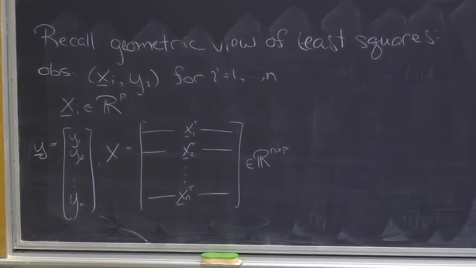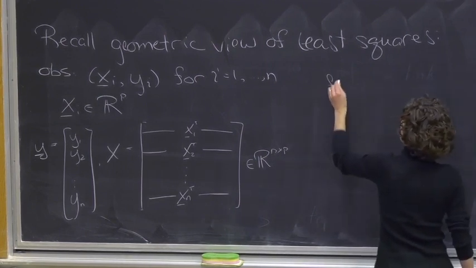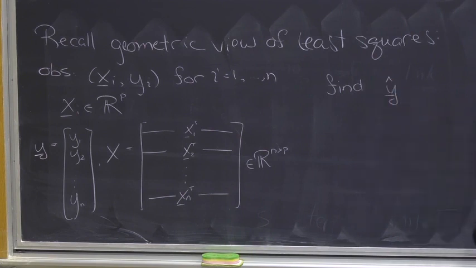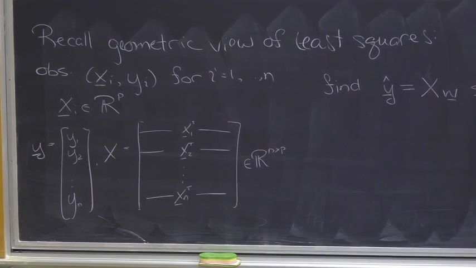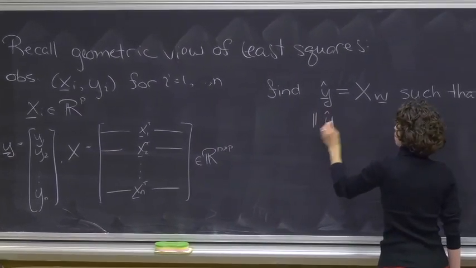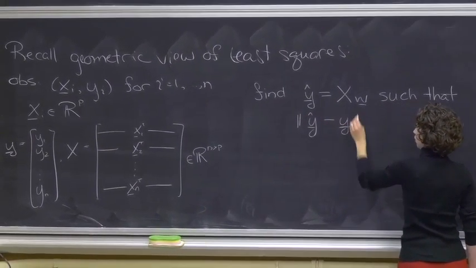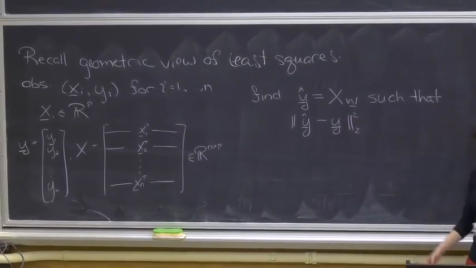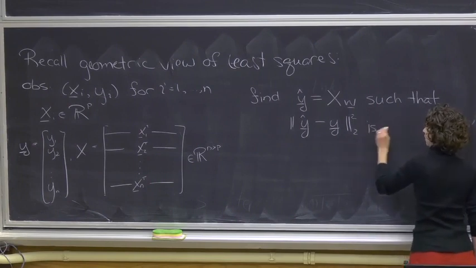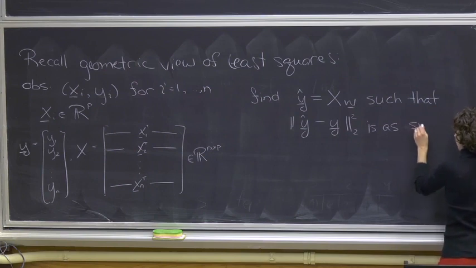And this matrix was an n by p matrix. Okay, so then what we said we wanted to do was to find some vector y hat that could be written as Xw, such that somehow this vector y hat was as close as possible to the original labels y, if we think about the length of that vector in this Euclidean norm context. So we want to make sure that that is as small as possible.